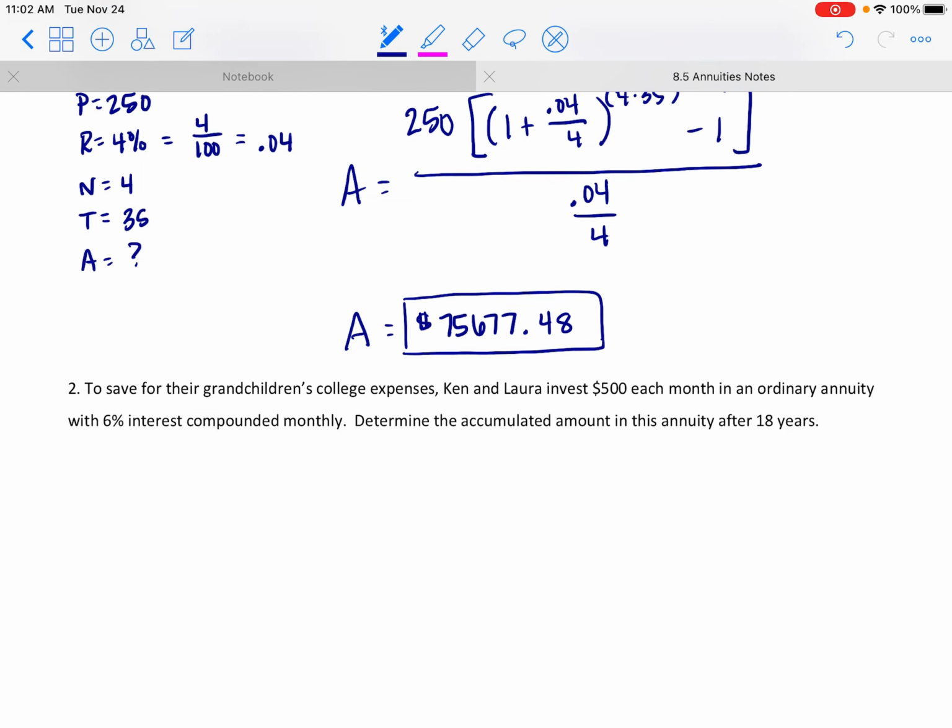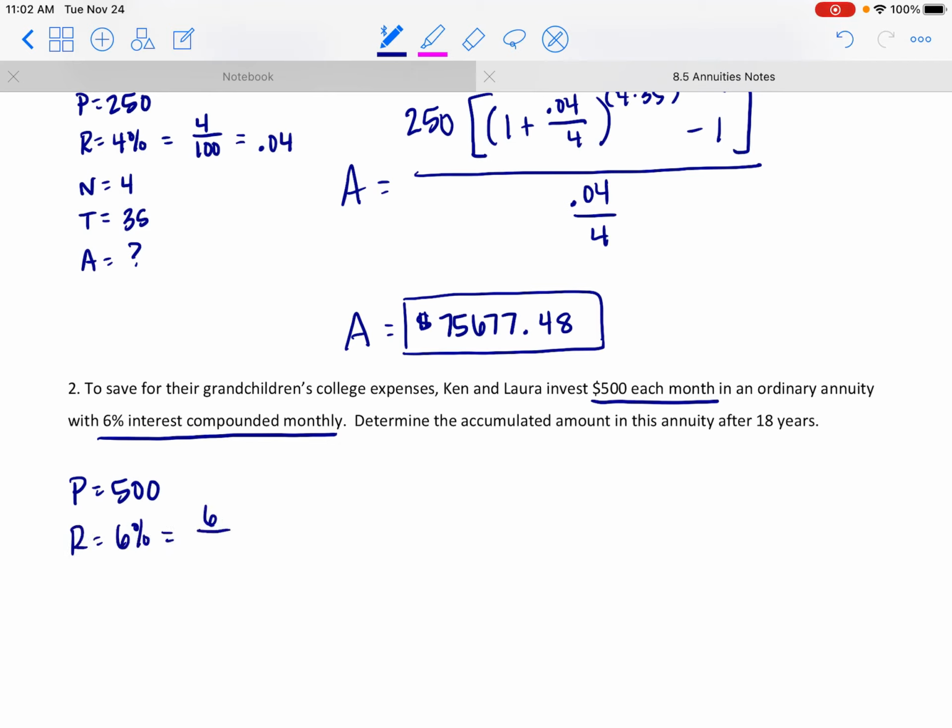To save for their grandchildren's college expenses, Ken and Laura invest $500 every month into an ordinary annuity with 6% interest compounded monthly. So you have interest compounded monthly, and Ken and Laura making a payment into this account monthly as well. It says determine the final accumulated amount in the annuity after 18 years. So it's, again, $500 every month, and it's 6% interest every month.